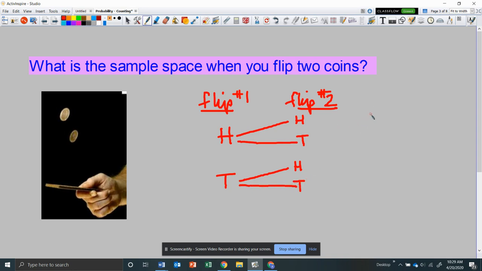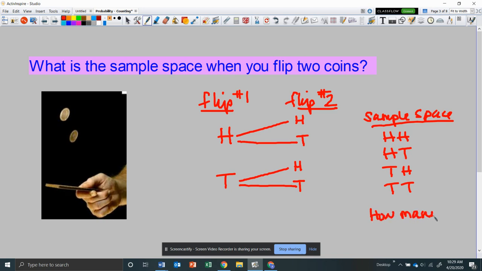So my sample space is heads, heads; heads, tails; tails, heads; tails, tails. And then if I ask you how many outcomes, when you look at the combination of these, there are 4 possible things that can happen. Okay, so that's the sample space and the number of outcomes.